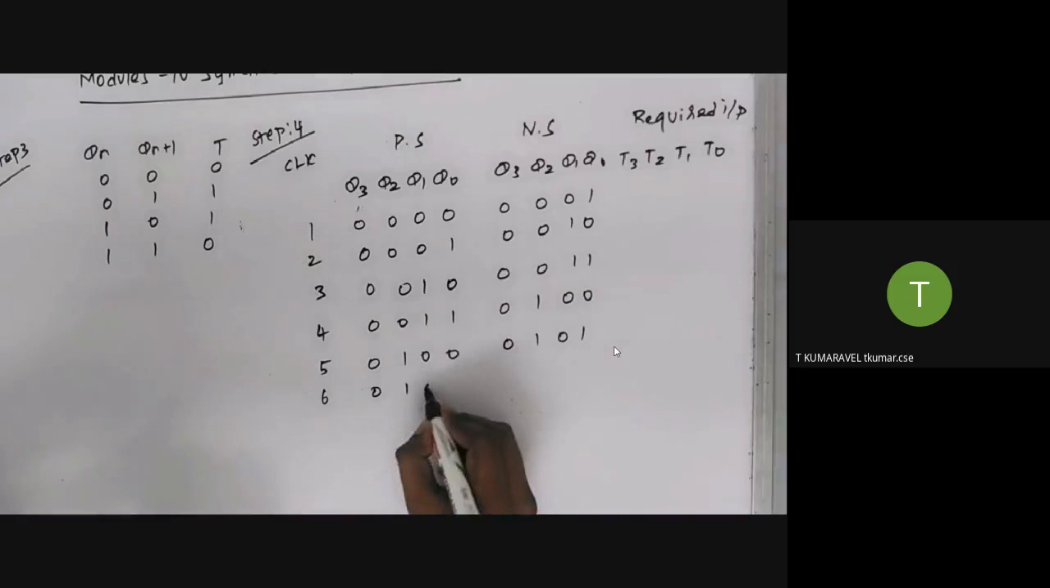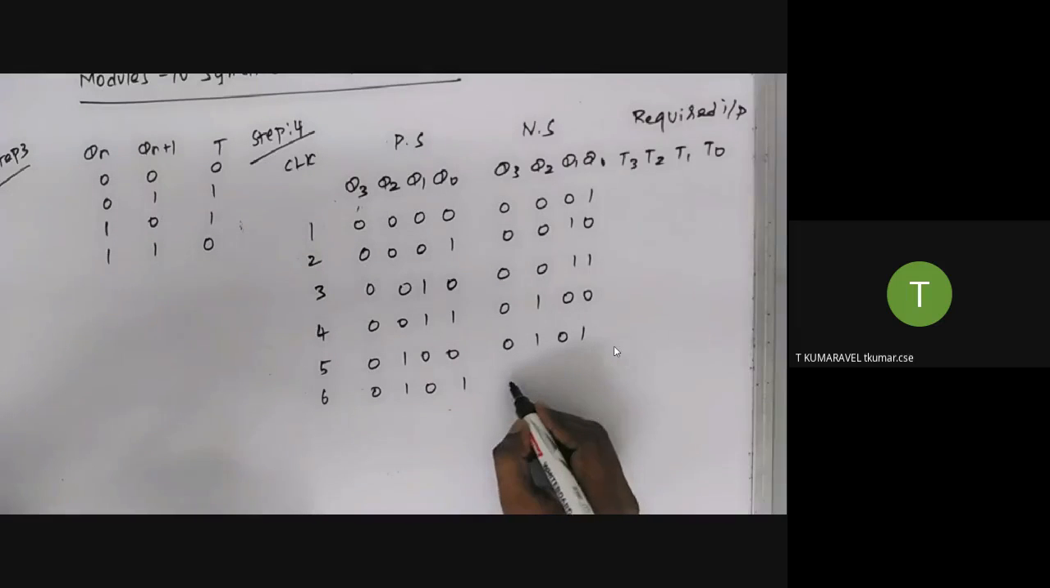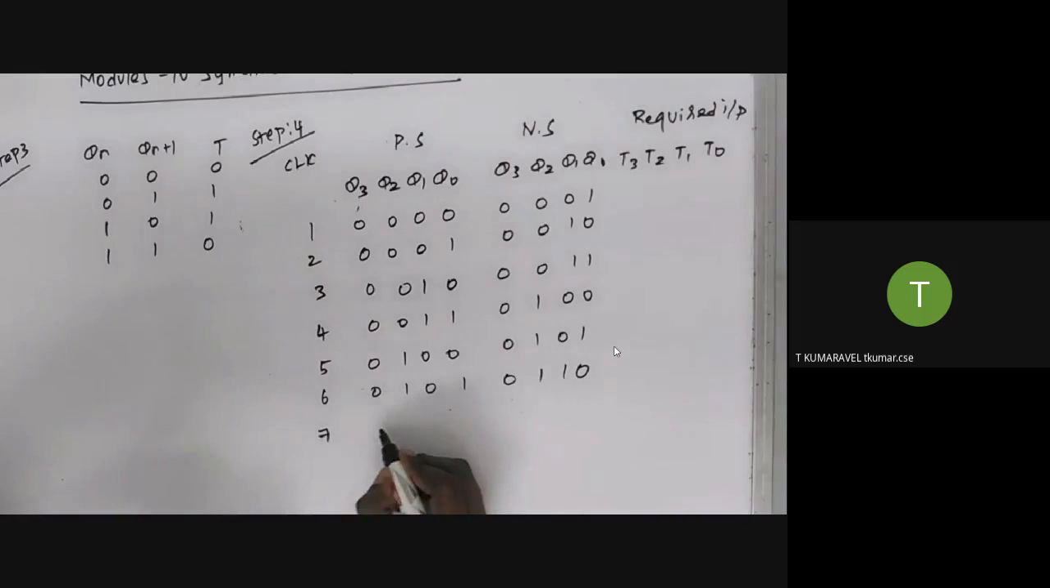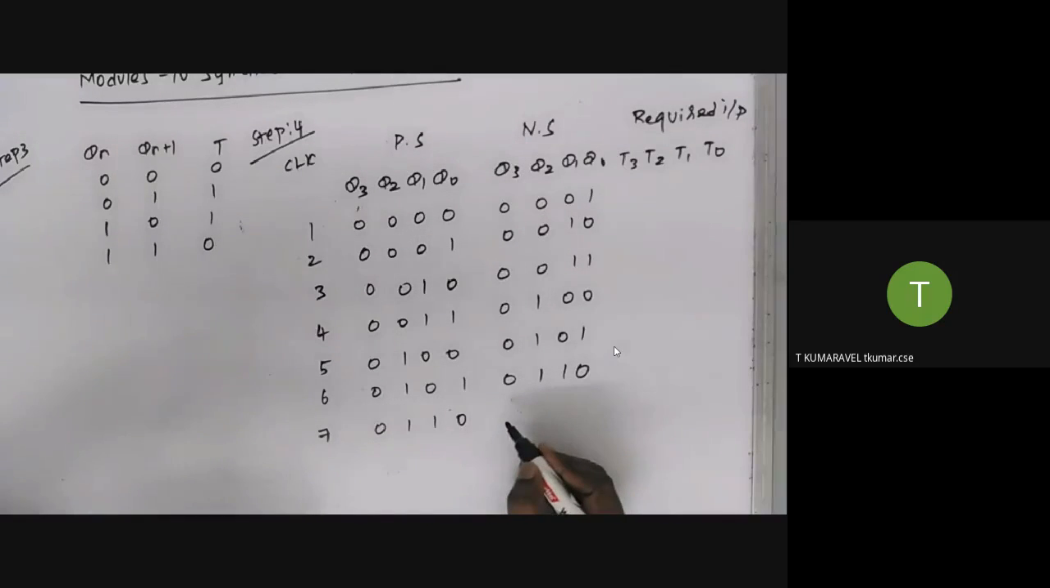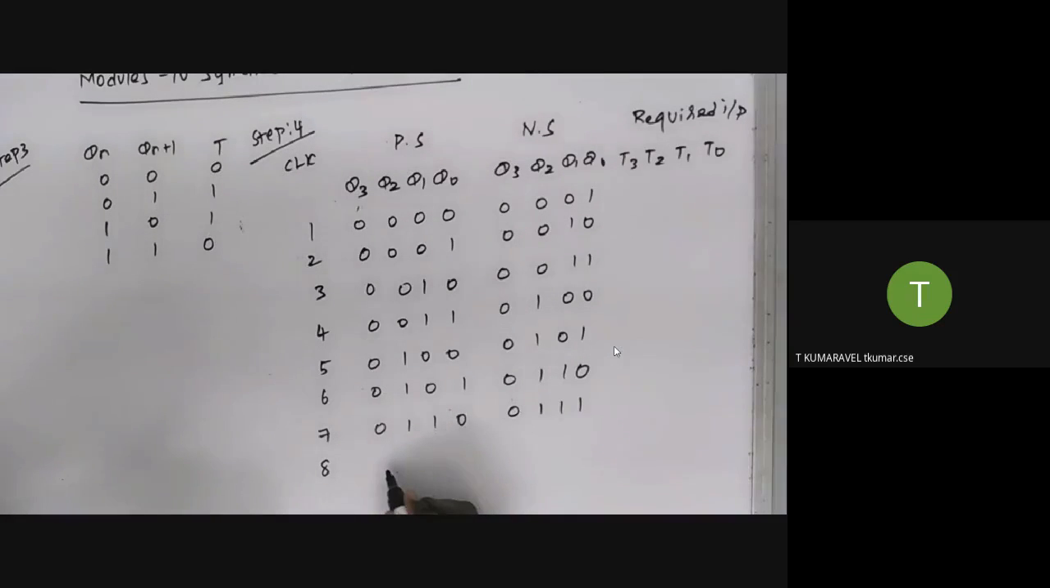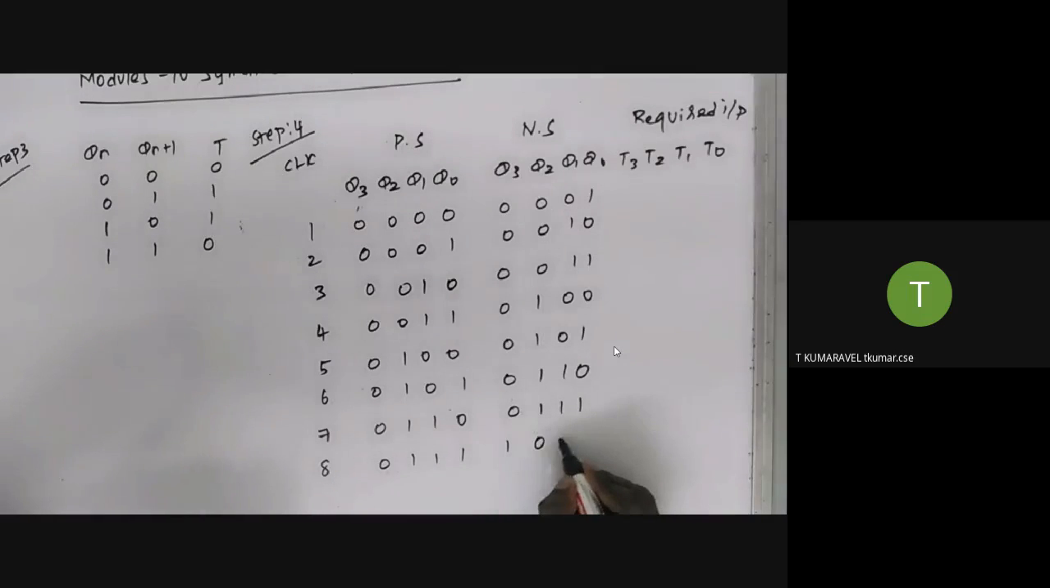0, 1, 0, 1. What about the next one? 0, 1, 1, 0. The seventh clock cycle, what happened? 0, 1, 1, 0 is acting as a present state. So what is the next state? The next state is 1, 0, 0, 0, 1... 0, 1, 0, 1 is acting as a present state. The next state is 1, 0.